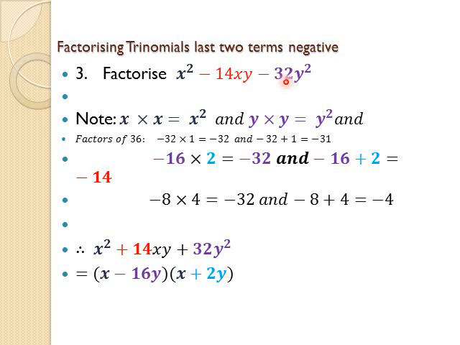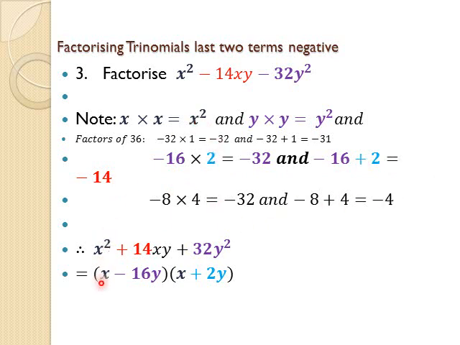Again, factors of 32: negative 32 times 1 is negative 32, but negative 32 plus the 1 gives me negative 31. That's not what I have in the middle. Negative 16 times 2 gives me negative 32, and negative 16 plus 2 gives me negative 14. So that is the one I would use. That one is just for example purposes.